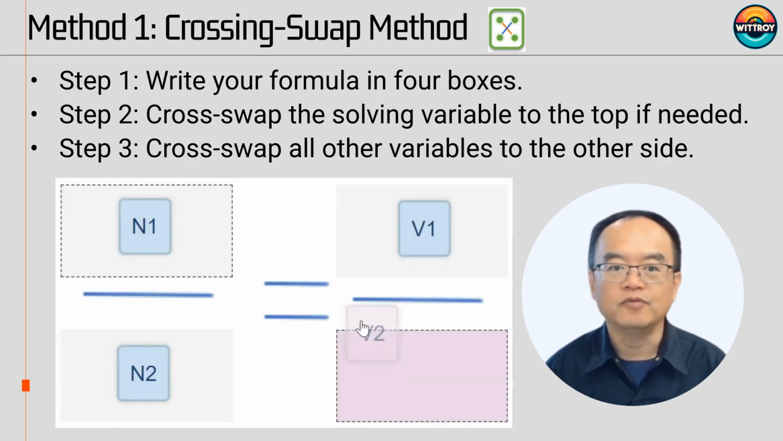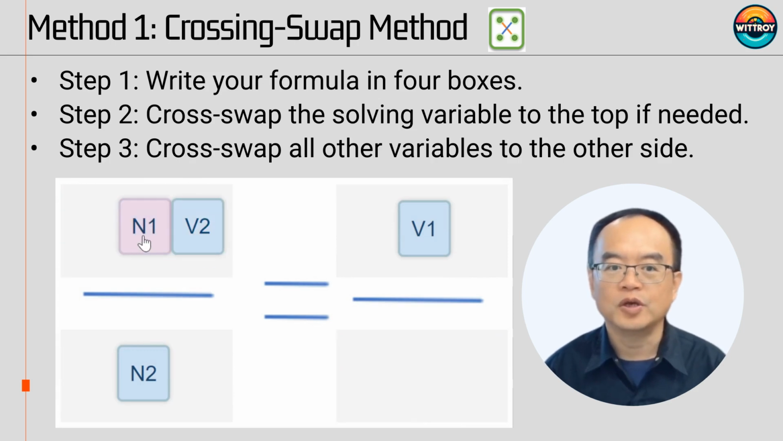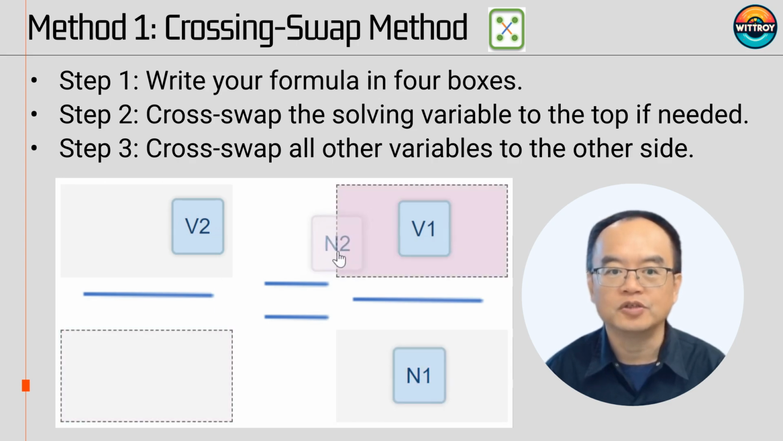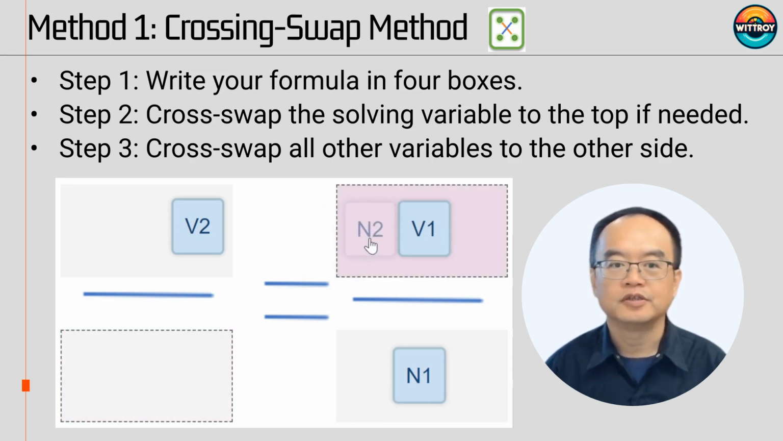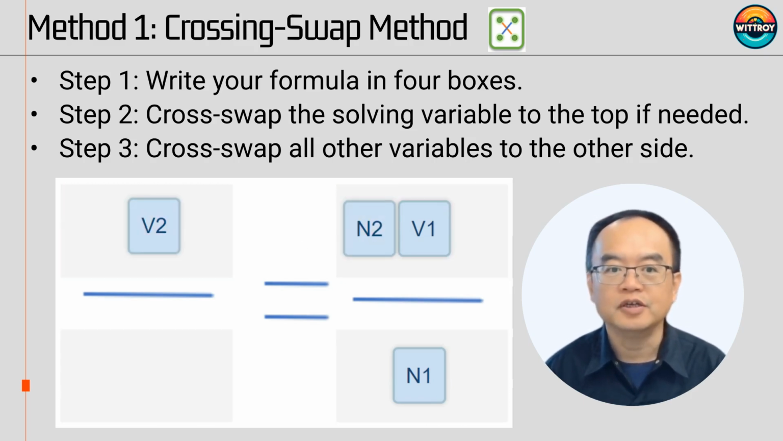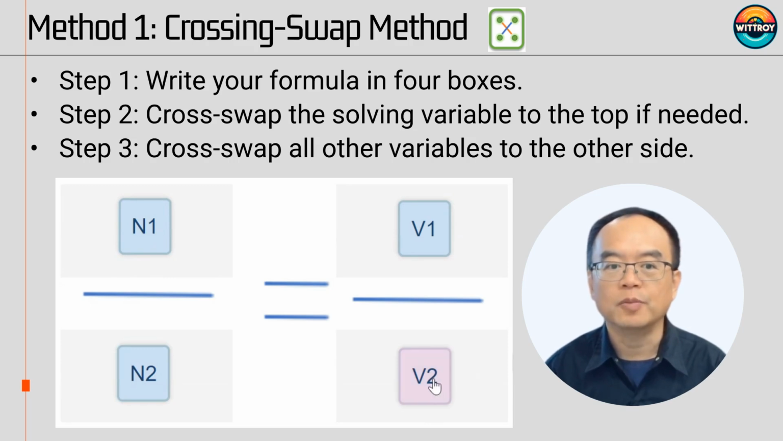Now we are solving for V2 this time. Step 1, write the formula in 4 boxes. Step 2, choose the variable you want to solve for, which is V2. Since V2 is at the bottom on the right, we need to move it to the top on the left. Step 3, cross-swap all of the variables to isolate V2.